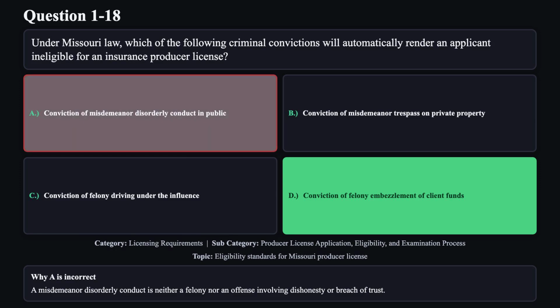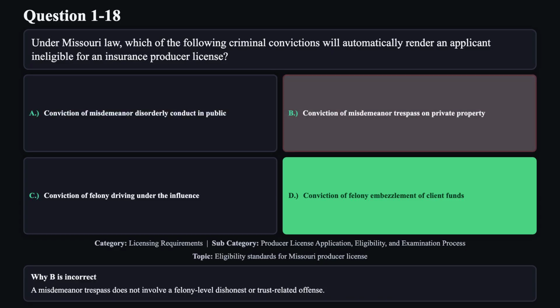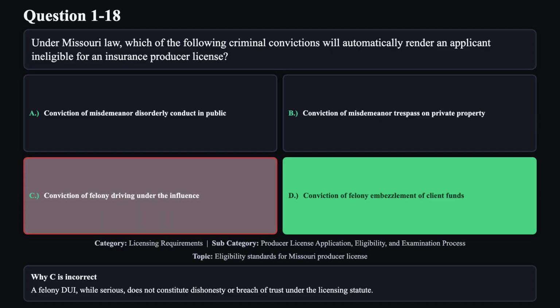Reason A is not correct. A misdemeanor disorderly conduct is neither a felony nor an offense involving dishonesty or breach of trust. Reason B is not correct. A misdemeanor trespass does not involve a felony-level dishonest or trust-related offense. Reason C is not correct. A felony DUI, while serious, does not constitute dishonesty or breach of trust under the licensing statute.